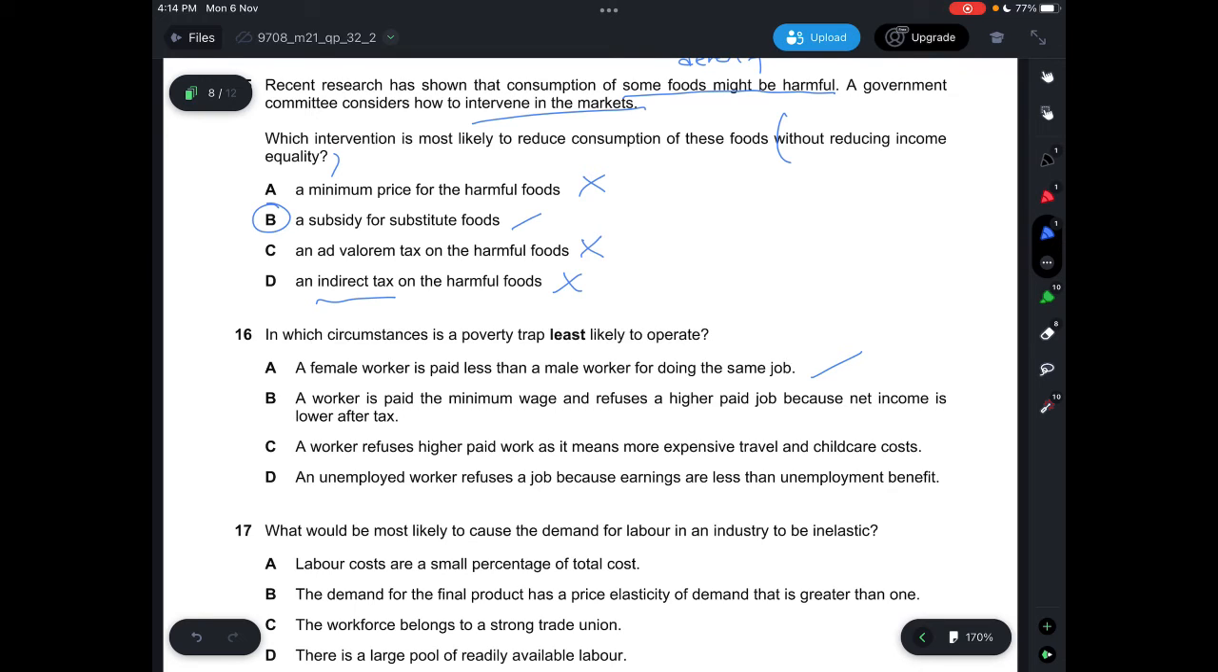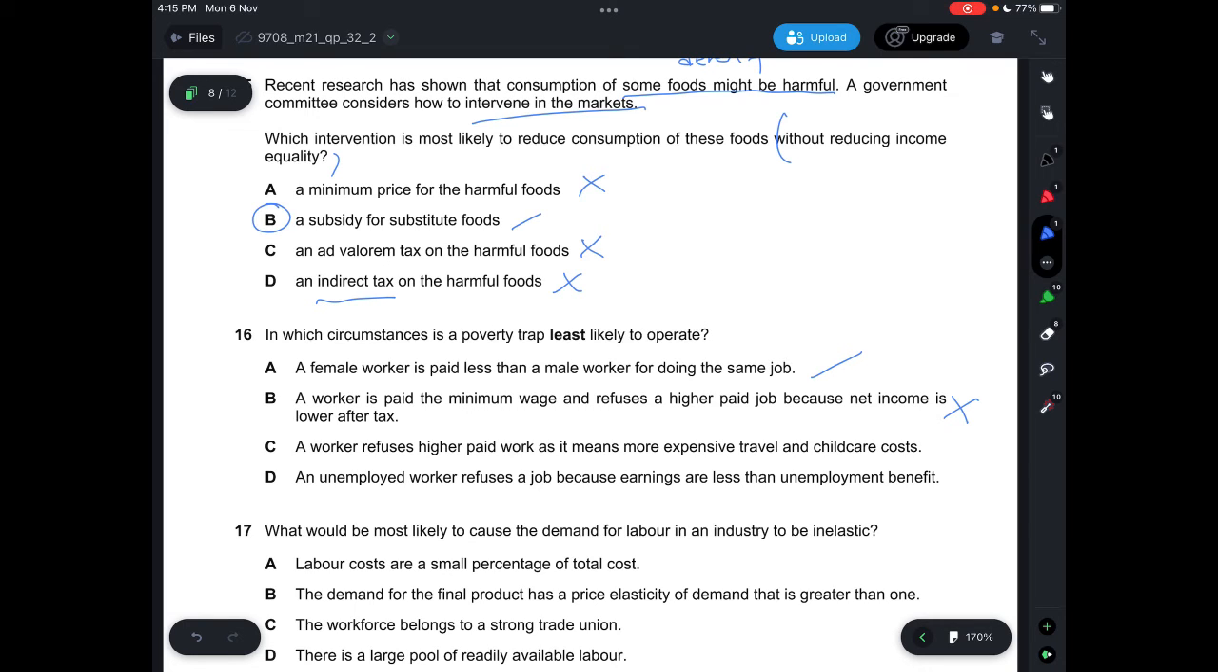Let's look at the other three options. B says a worker is paid the minimum wage and refuses a higher paid job because net income is lower after tax. Okay, this is correct. This will result in poverty trap, because people would rather just stay at the lower salary rather than going to a higher salary, because when they pay the taxes and EPF, they will actually end up with a lower salary to begin with. So they might as well just get a lower salary.